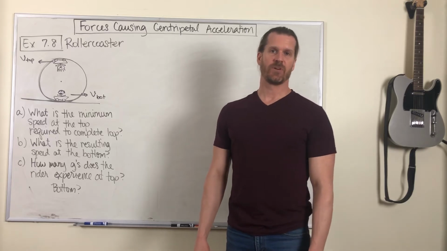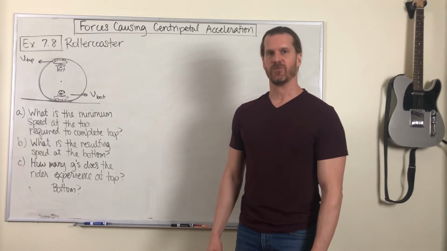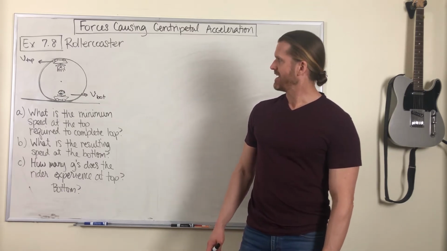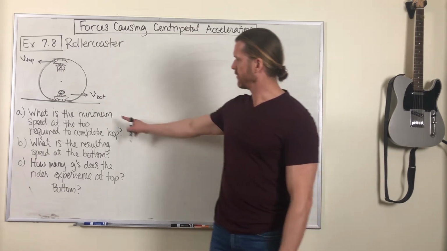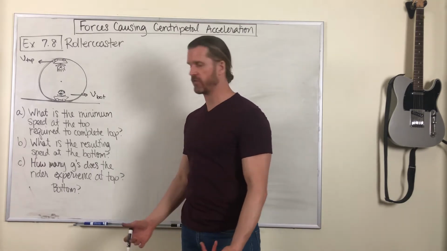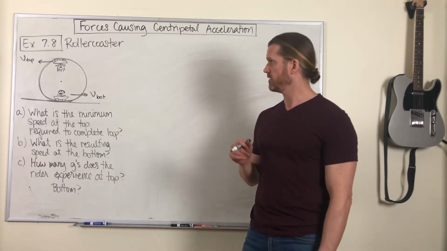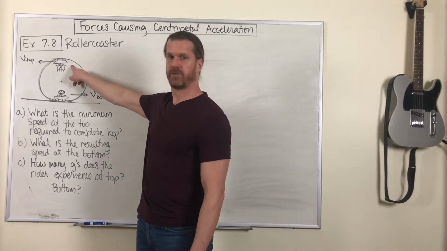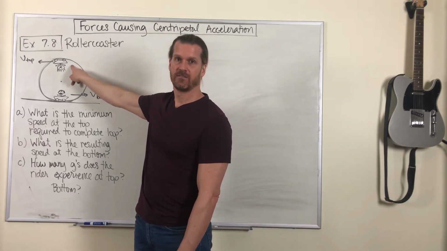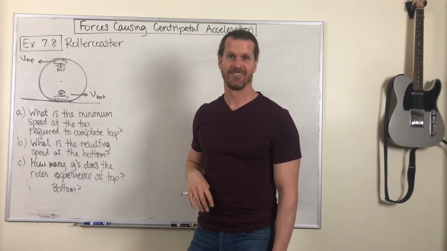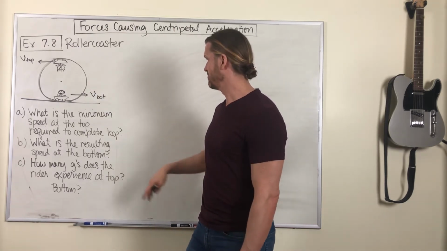In example 7.8, we're going to return to the loop-the-loop roller coaster. And this time we're going to ask several questions. First question is, what's the minimum speed required at the top of this loop to ensure that the car makes it around the loop and doesn't fall down?